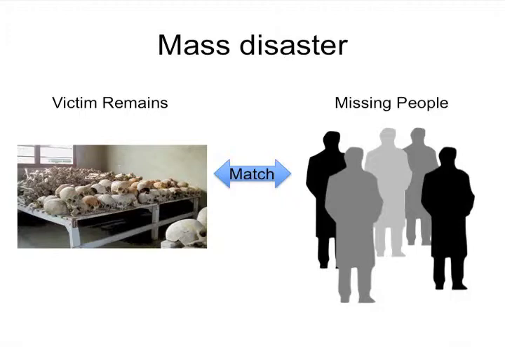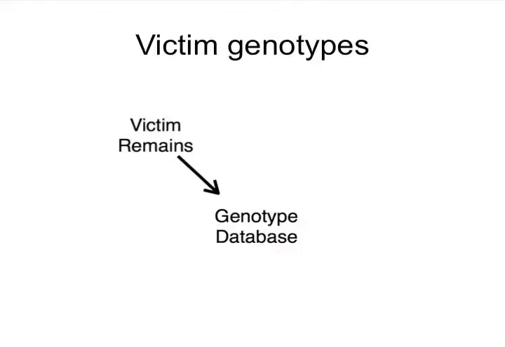Now, the problem arises in trying to match the victim remains to those missing people, since you don't have any genetic information for the missing people, but you want to compare using their DNA genotypes. From the victim remains, there is biological material left behind, and from that material you could produce a genotype. This genotype will typically be single source, possibly degraded.